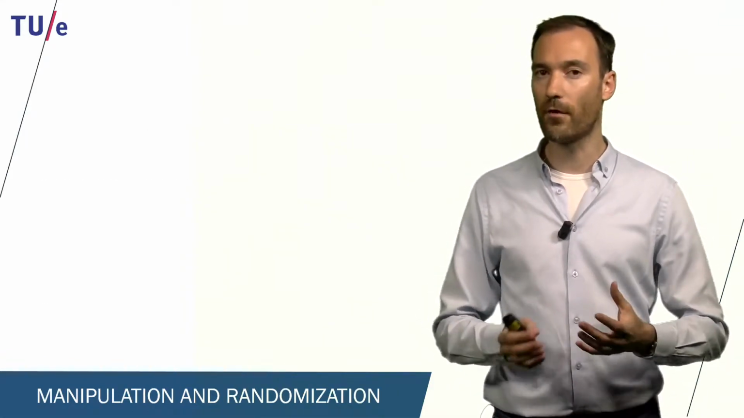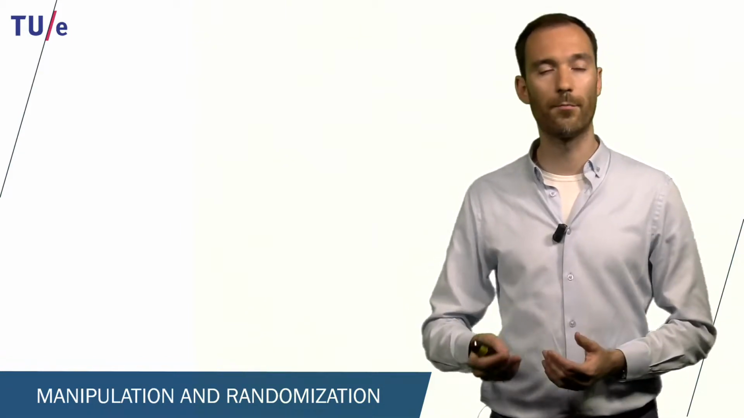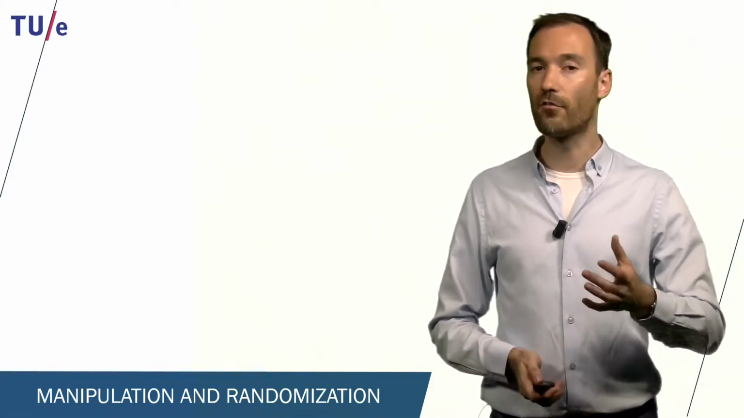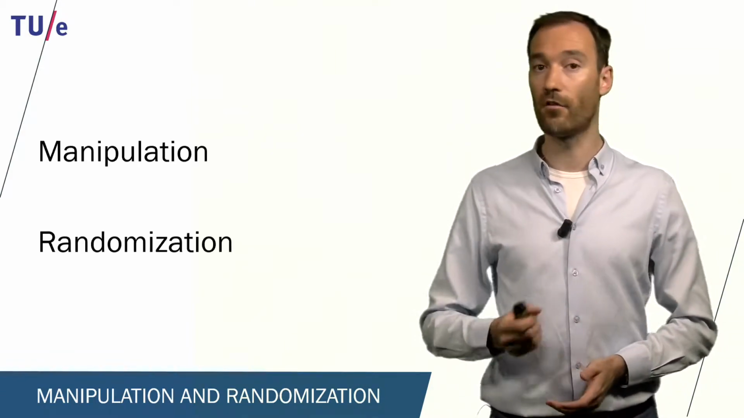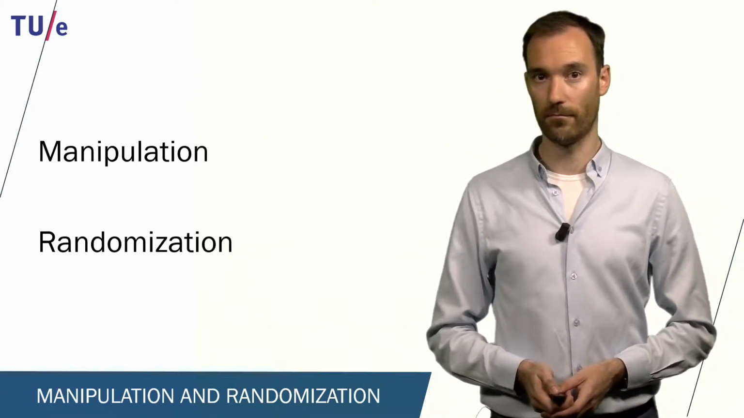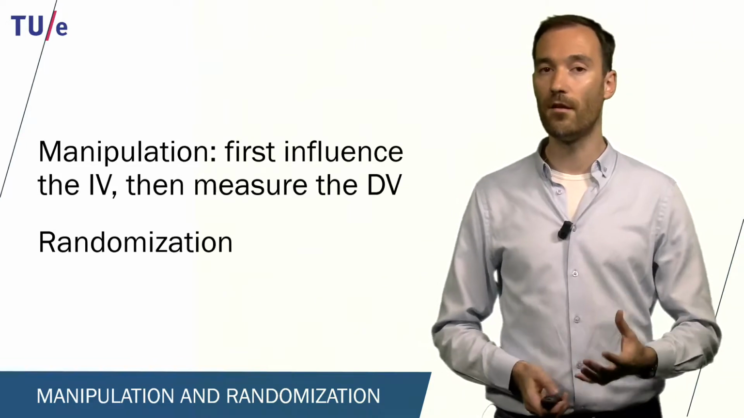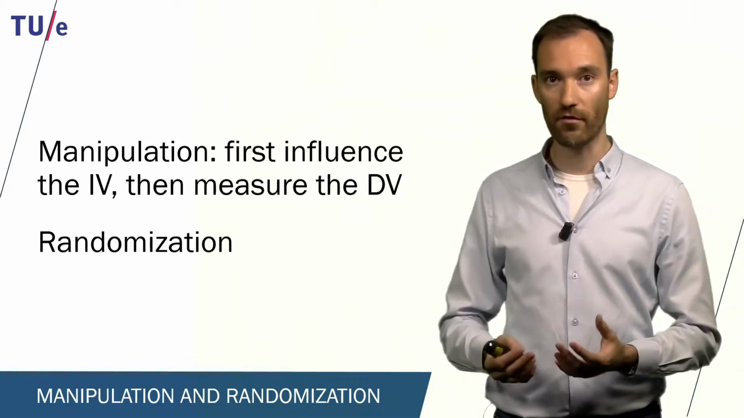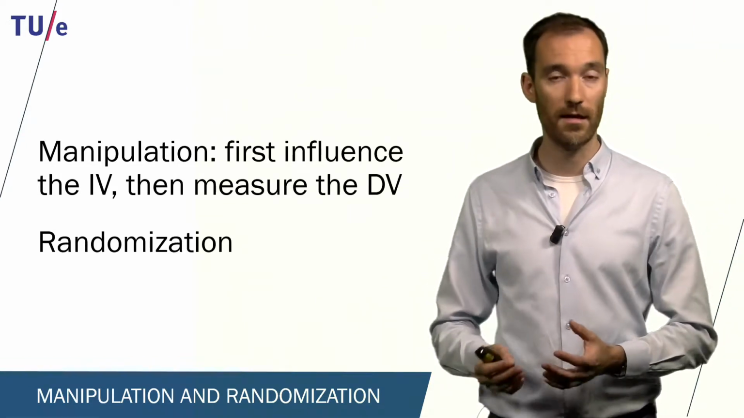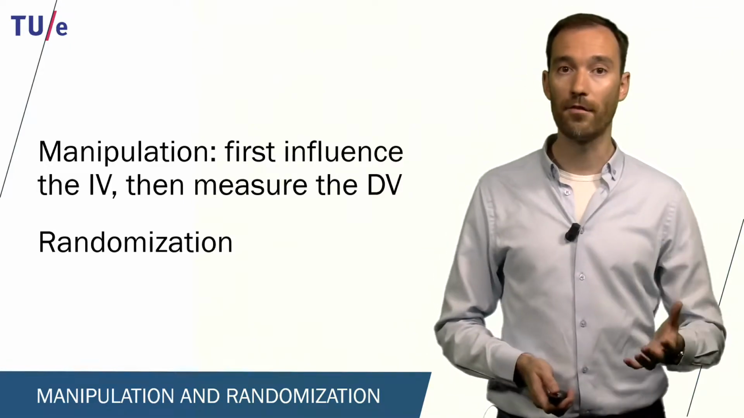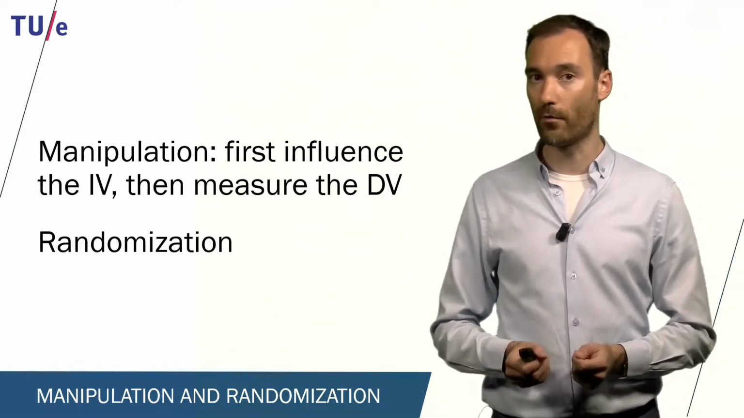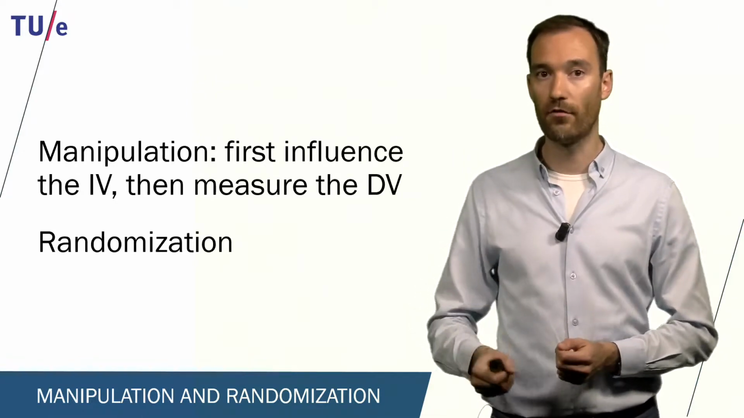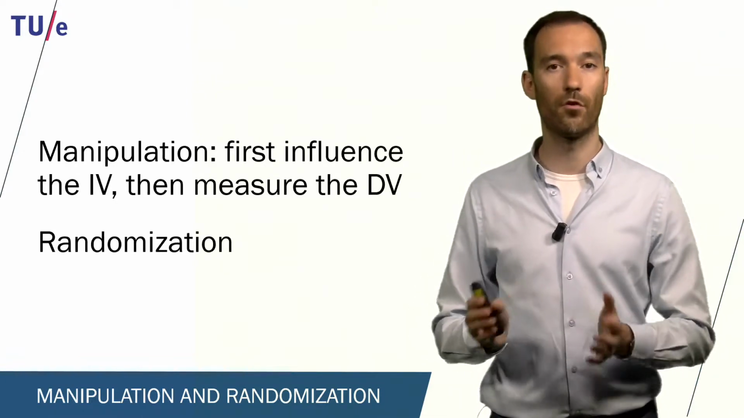These variables are very important to understand when we set up different types of research. And there's two other components that you have to know something of as well. These are manipulation and randomization. A manipulation means that we go through a process where we first influence an independent variable, and after that we measure a dependent variable. And this order is very important because if we follow this, then we can draw conclusions based on causality.